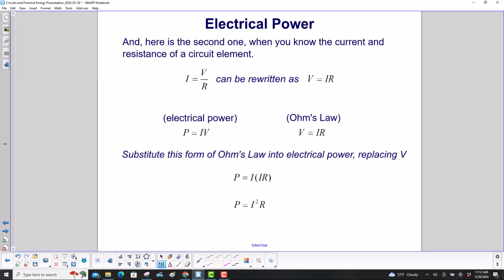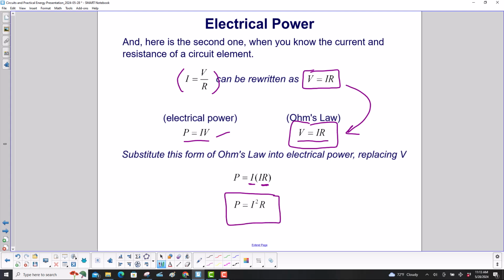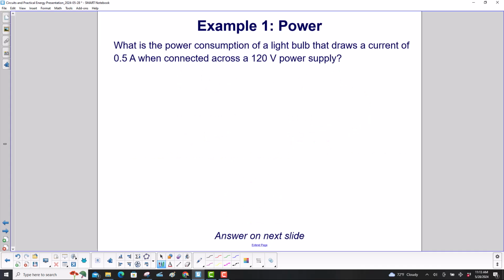And here's the second one, when you know the current and resistance of a circuit element. Rewrite Ohm's law as V equals IR by multiplying both sides by R. Now we have our electrical power equation, and we have Ohm's law, rewritten a little bit. And we're going to substitute this form into the electric power, replacing V. So power is IV, so here's I, here's V, V is equal to IR, and we get power is I squared times R.